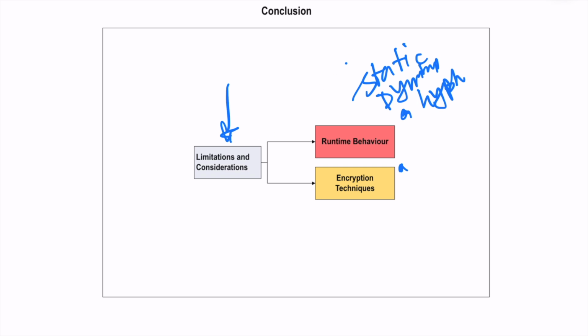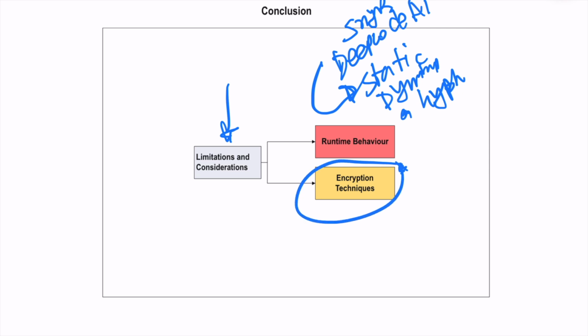DeepCode AI and Snyk belong to the first one, static analysis. And static analysis needs to be complemented with dynamic analysis to capture these activities. And the second one is the encryption techniques, where malware that encrypts its payloads can evade this static analysis. So tools such as sandboxed environments and runtime monitors are important for addressing this specific limitation.